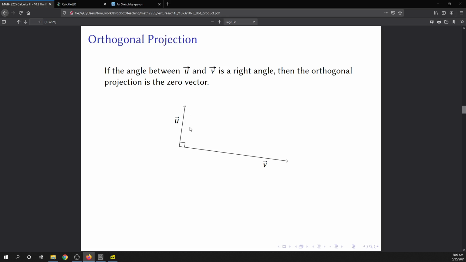And remember, we talked about the fact that the dot product of two vectors where the angle was pi over 2, a right angle, is 0. So that's connected to that idea.